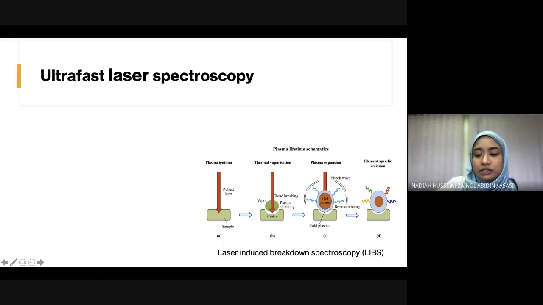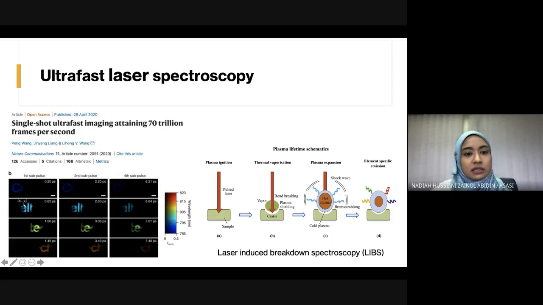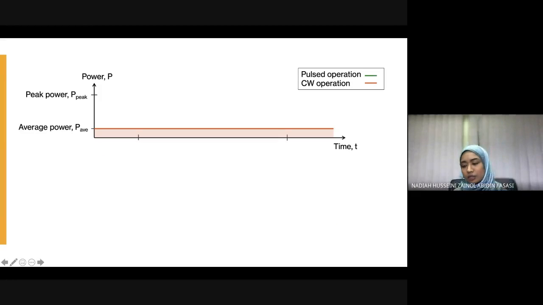So that's for research. And ultra-fast laser is also used for imaging. This is a recent publication in 2020. They have achieved 70 trillion frames per second. So that's pretty cool. Okay, so now we talked about the applications. Let's get to know about pulse laser.